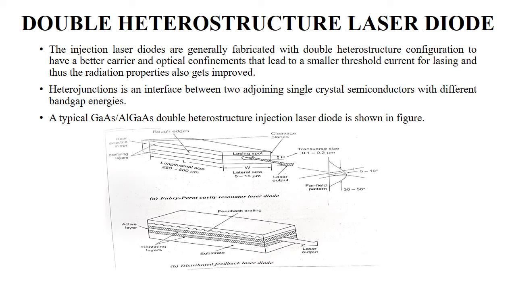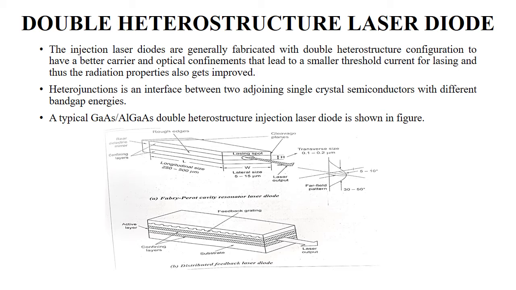A typical gallium arsenide or aluminum gallium arsenide double heterostructure injection laser diode is shown. In this laser diode, a thin layer of N-type gallium arsenide is sandwiched between two thicker layers of P and N aluminum gallium arsenide. Shown is the schematic structure of the injection laser diode along with the energy band diagram, the refractive index profile, and the photon density distribution.